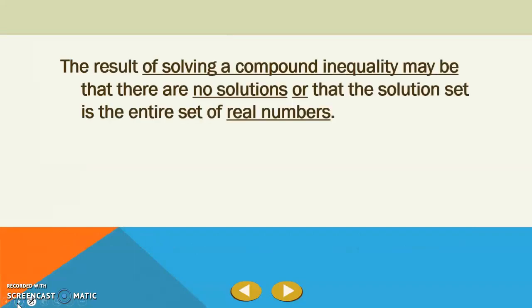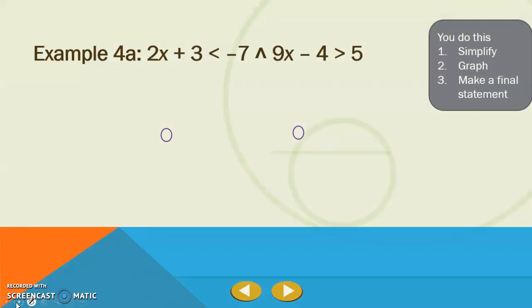The result of solving a compound inequality may be that there are no solutions, or that the solution set is the entire set of real numbers. We saw that when we were graphing just regular inequalities, and the same holds true for compound inequalities. Take a look at this example. Do this. First, simplify. Then graph. Then make a final statement.